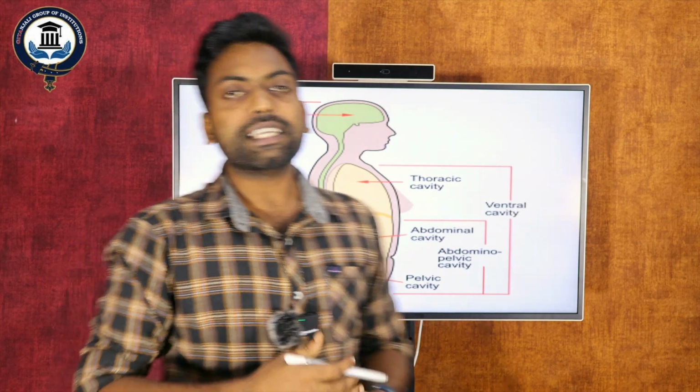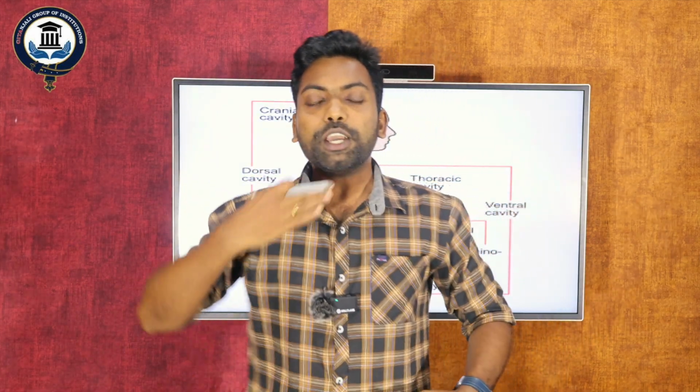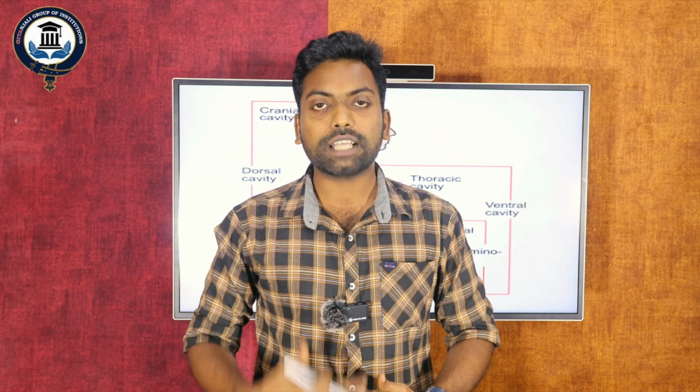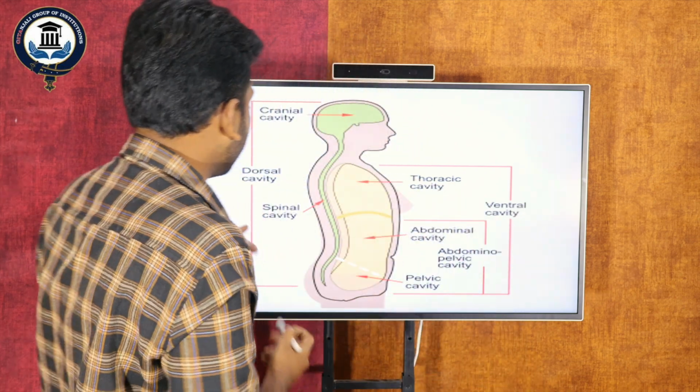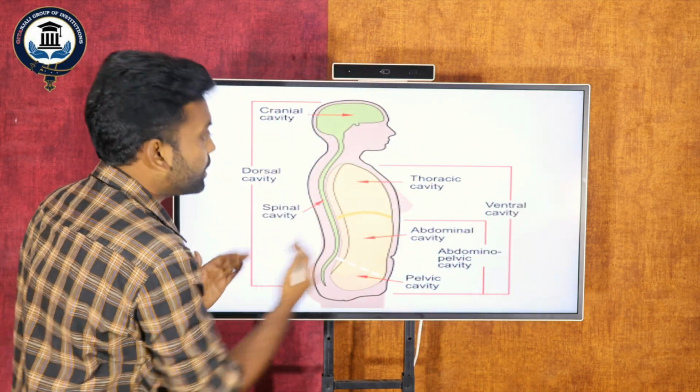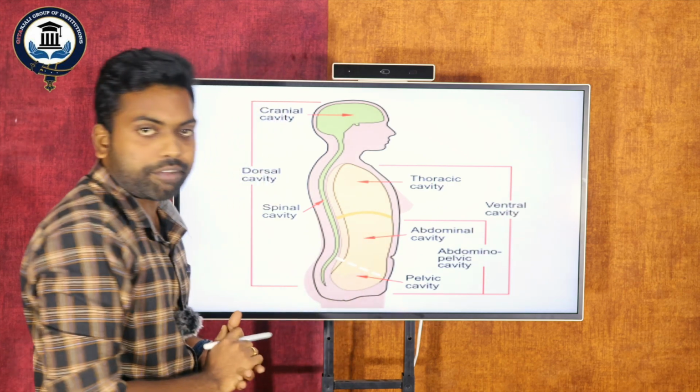As you can see here, this is our human body. If you see this structure, the front of the body is called the ventral part. As you can see, the back part of the body is called the dorsal cavity. So this is called the dorsal cavity and this is called the ventral cavity.